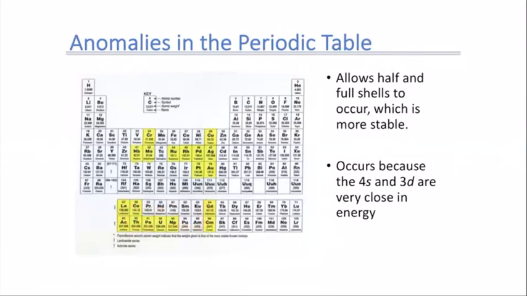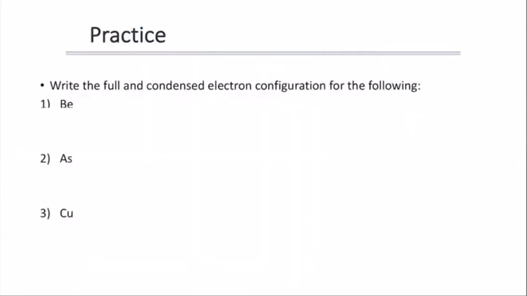And it's that same idea occurring, where if I move just one electron, I can create a full shell or half shell, and that makes a much more stable configuration. And so if we're looking at writing our electron configurations, here's some practice. If we want to write the full configuration and the condensed one, pause the video, try and write it on your own, and then unpause the video.